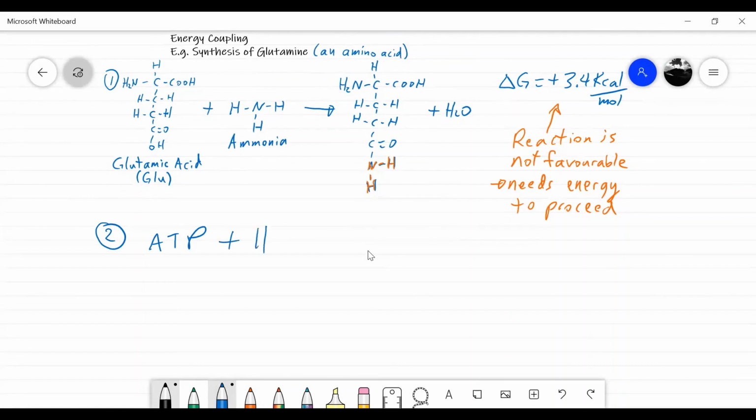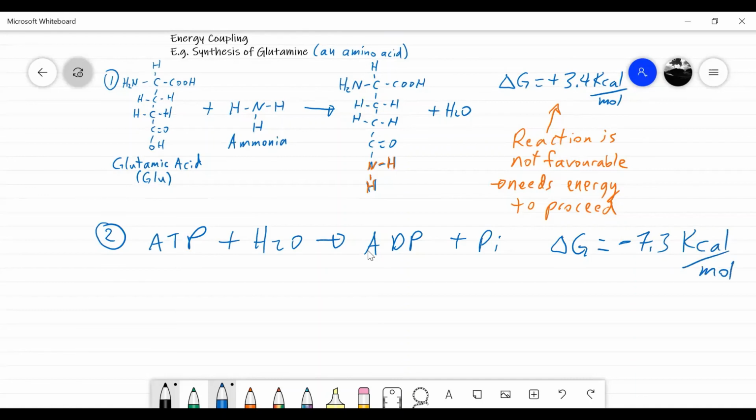So ATP. And we can hydrolyze ATP. So hydrolysis reactions require water. And we would get ADP, and we would get inorganic phosphate. And so the delta G for that reaction, I have the number as well. The delta G for that is negative 7.3 kilocalories per mole.